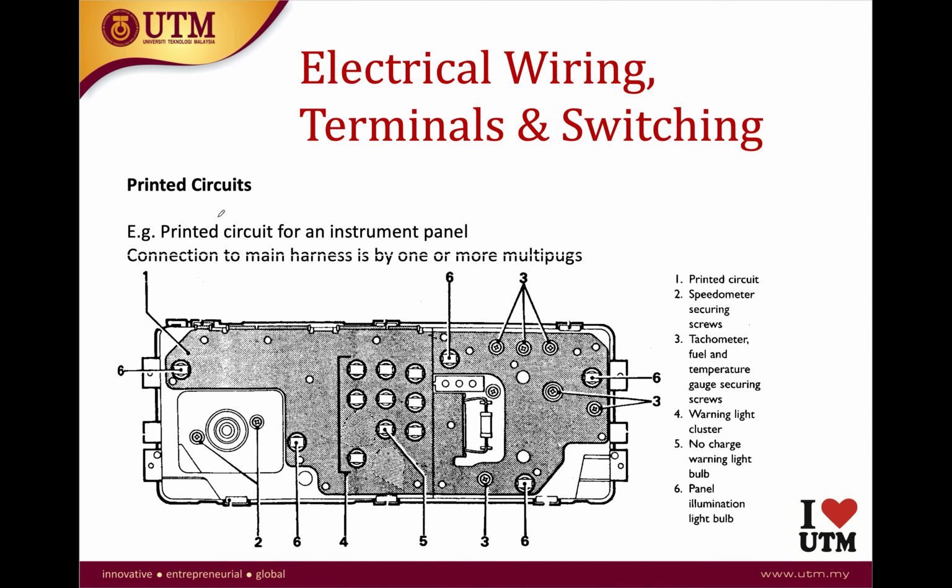So this is an example of a printed circuit board for your instrument panel. You can have electrical circuits for your speedometer, tachometer, warning lights, no-charge warning lights, panel illumination light bulbs, and other types of warning symbols or signals.